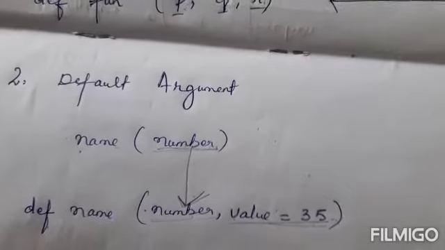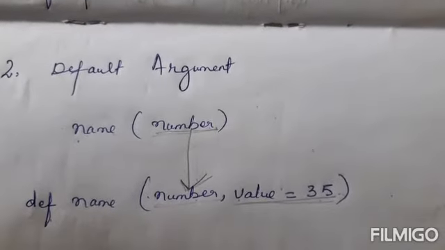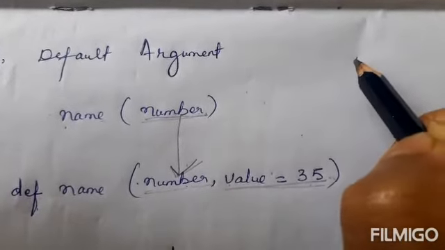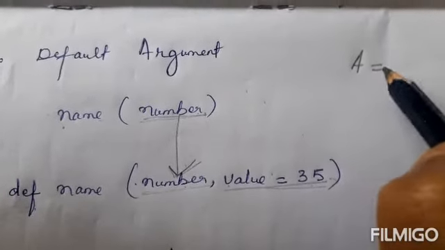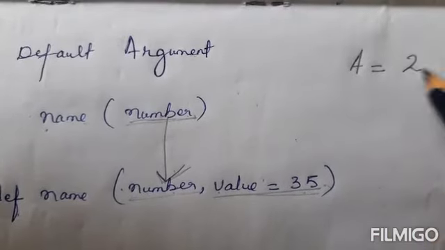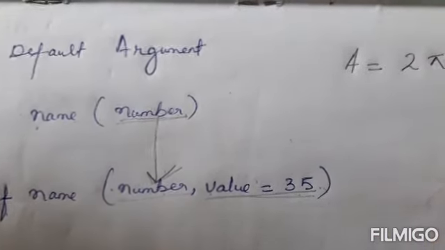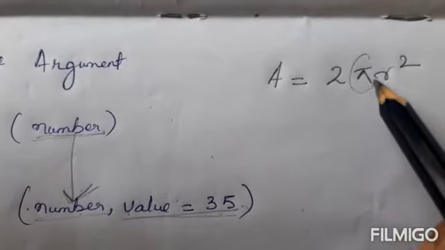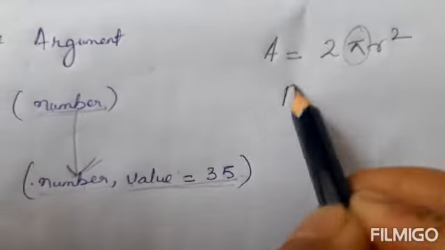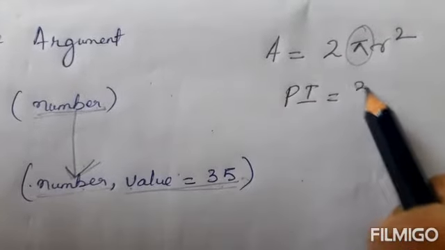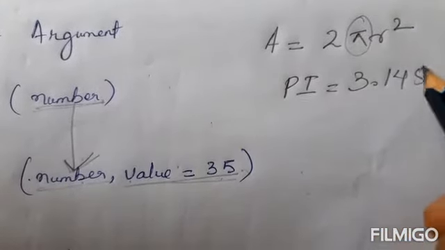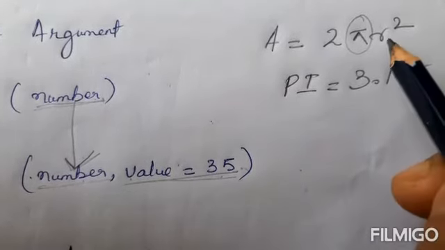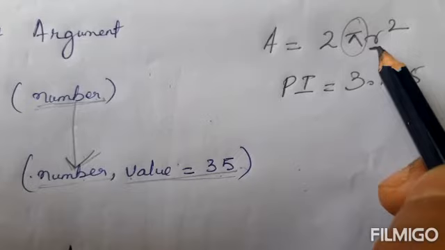Normally this is used when you are dealing with a constant value. For example, to find the area of a circle, which is 2 pi r square. Pi is a constant value equal to 3.145. I don't need to pass this over and over again, but the value of the radius will keep on changing.